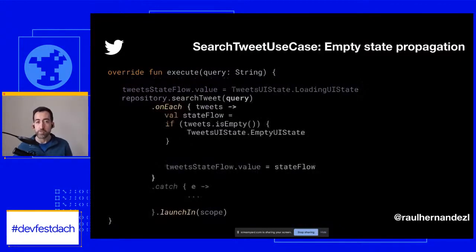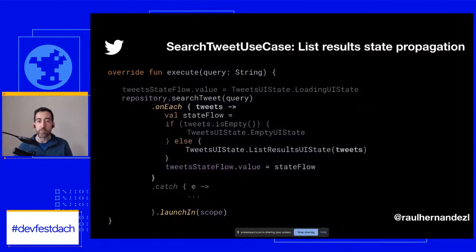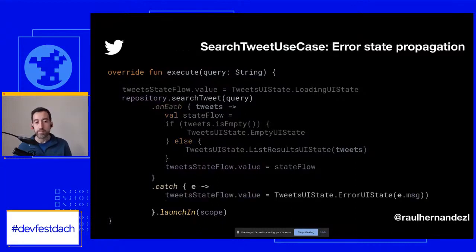And then when we are searching for the tweets with the query and we are returning those tweets, we have to analyze what we have here. I check if this collection, this list of tweets, is empty. If it's empty, then I pass the empty UI state. But if it's not empty, I will pass the list results UI state with the tweets embedded into that data class. And then it's going to be passed by means of this dot value, as simple as that. Then the catch is going to be passing the error UI state with any message that comes right there. And we'll obviously have this in our scope.